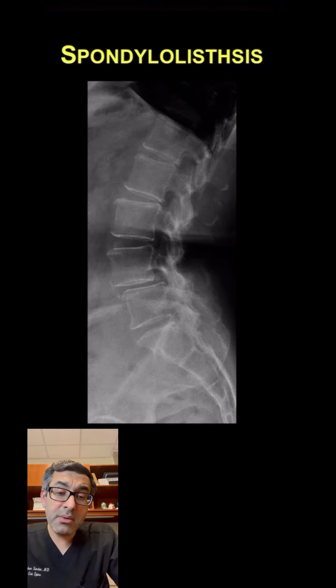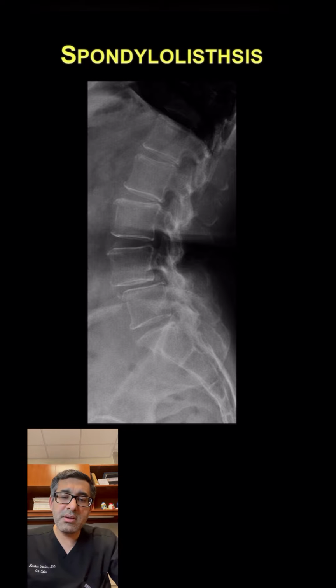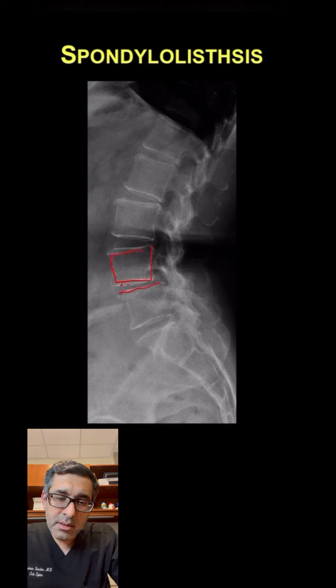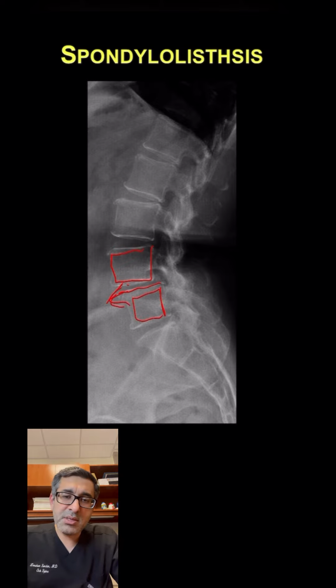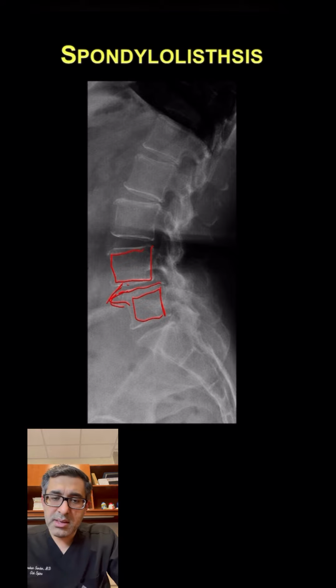The other thing you want to look at on x-rays is the presence of spondylolisthesis, which in this case, we can see that this L4 segment is a bit more anterior compared to L5 here. And so this patient has spondylolisthesis, and this can play into our decision for treatment.